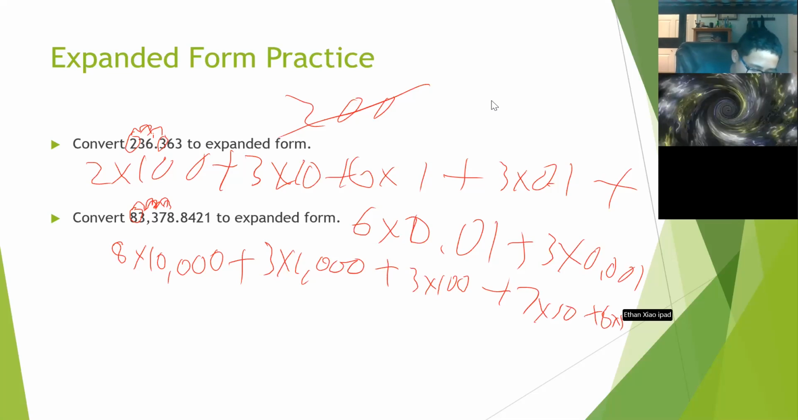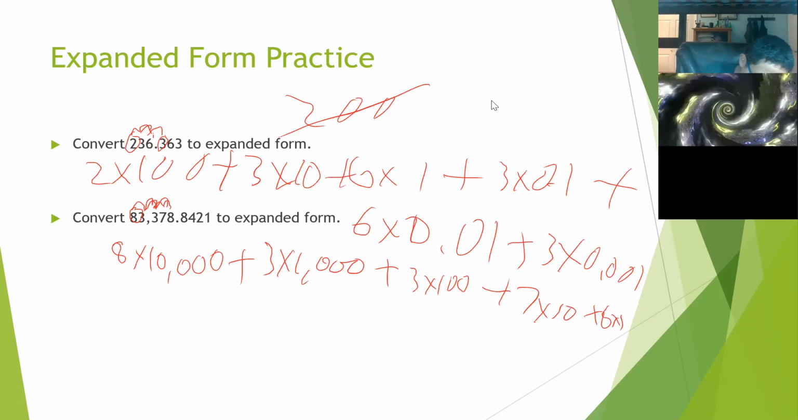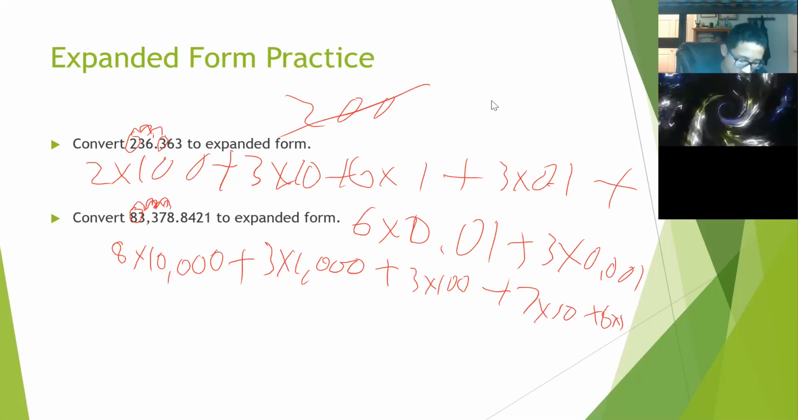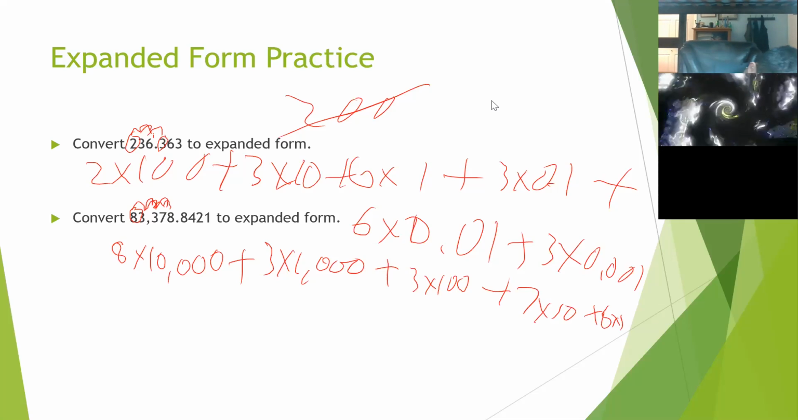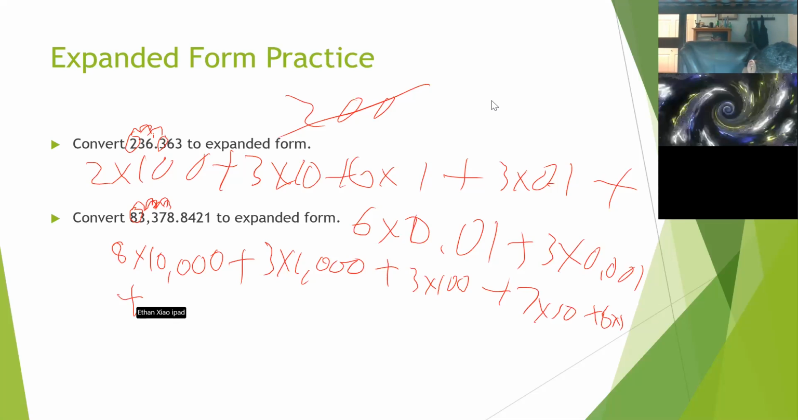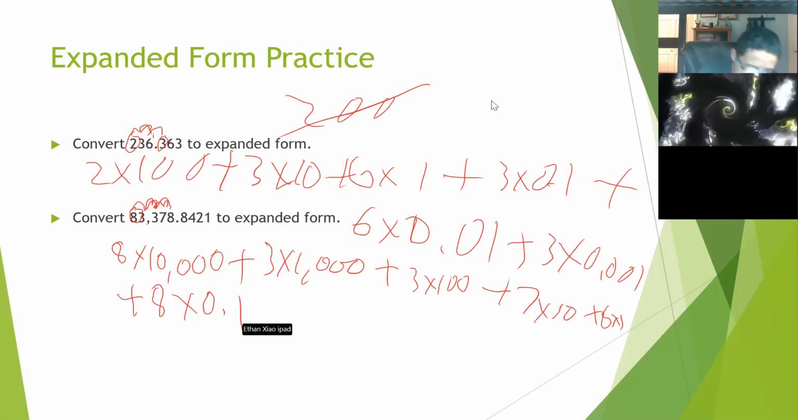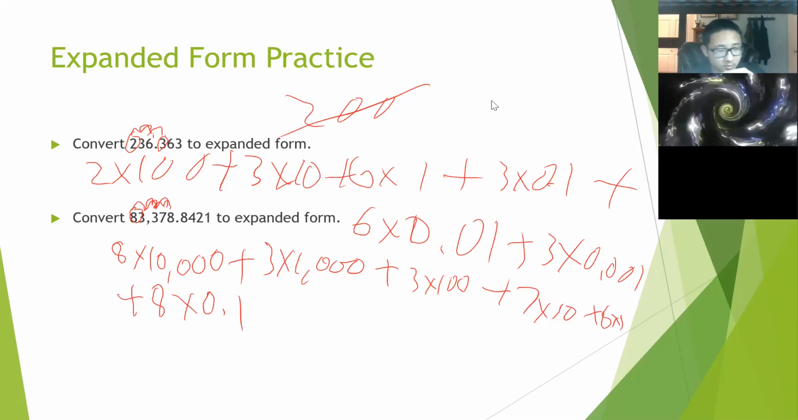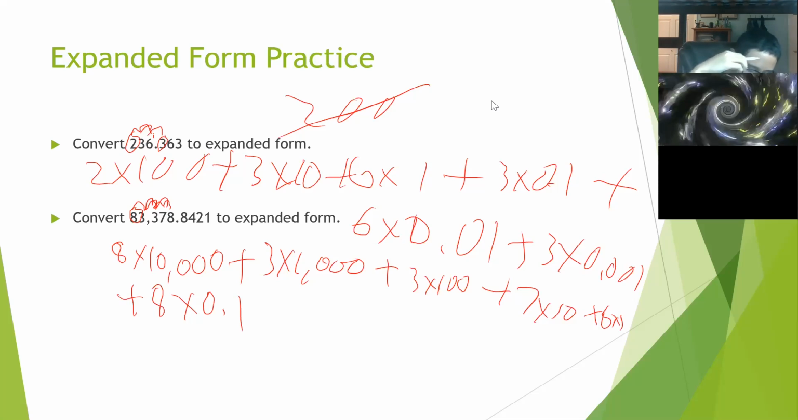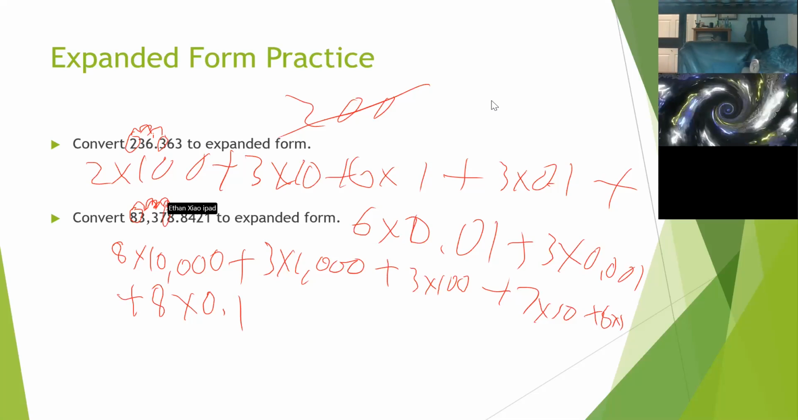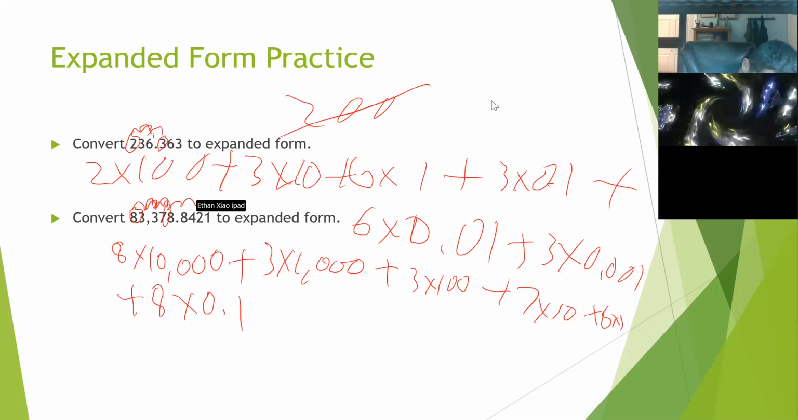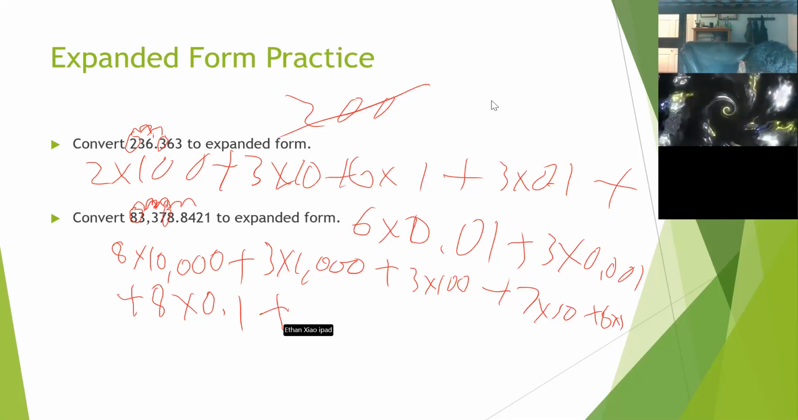Next, we're going to look at the second 8 that's after the units digit, which is 1 space away from the units digit on the right, which means it's in the tenths. So we add 8 times 0.1. Next, we do 4. Since 4 is 2 spaces away from the ones digit, 1, 2, we're going to make it the hundredths digit.